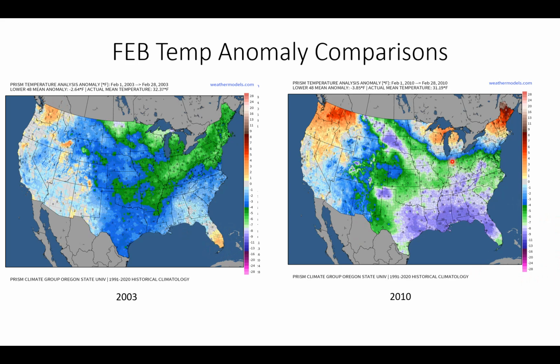February 2010 temperature anomalies on the right. Look at the purple coloring, how much below normal temperatures were in February 2010, Texas all the way to Florida. We're talking 8 to 10 degrees Fahrenheit below normal in February 2010. Well above normal in Maine, and then well above normal in the Pacific Northwest.